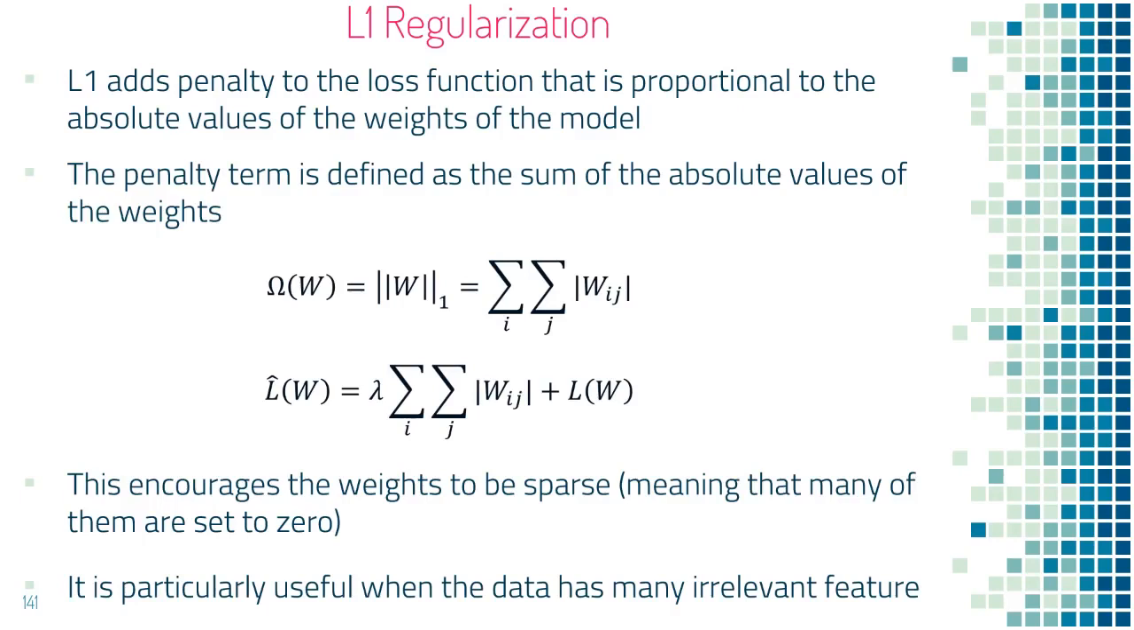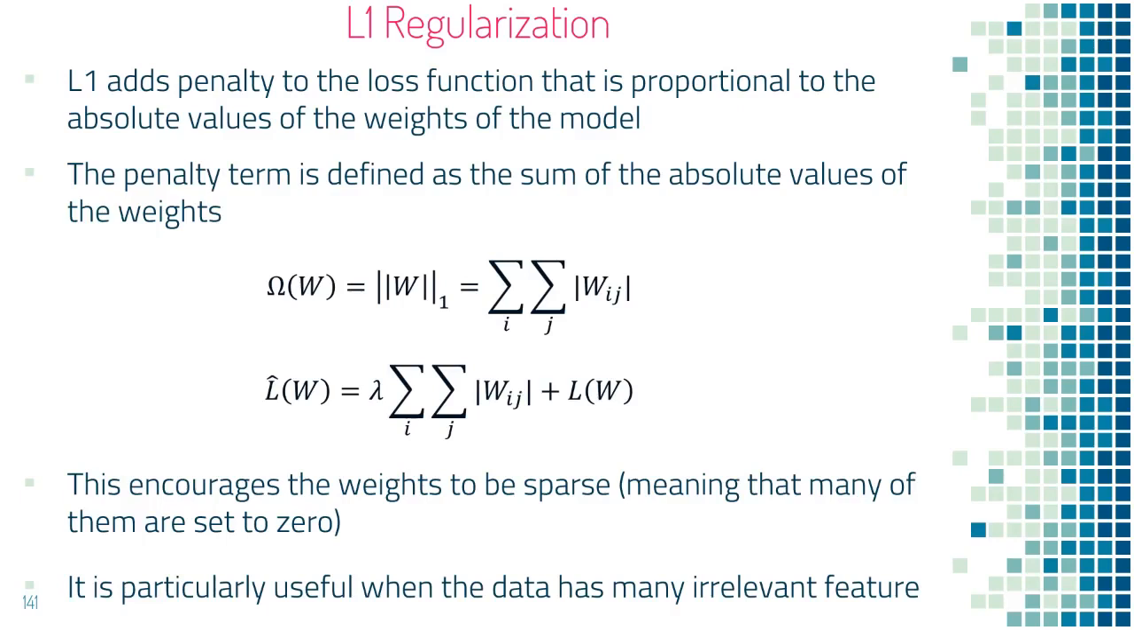The sum of the weights is represented by summation i, summation j, and Wij is the weight associated with the connection between neuron i and neuron j. So this is going to be my new loss function: L hat of W is equal to the penalty term lambda, summation i summation j of the absolute value of the weights, plus the original loss function L of W.